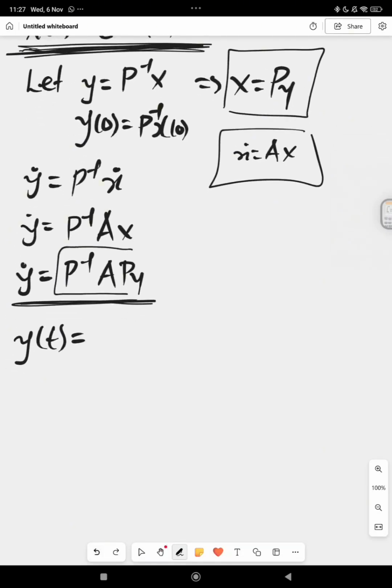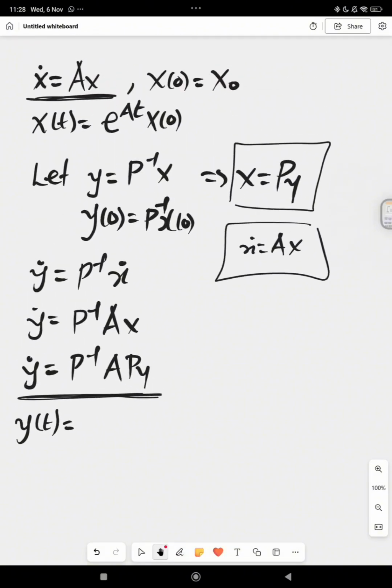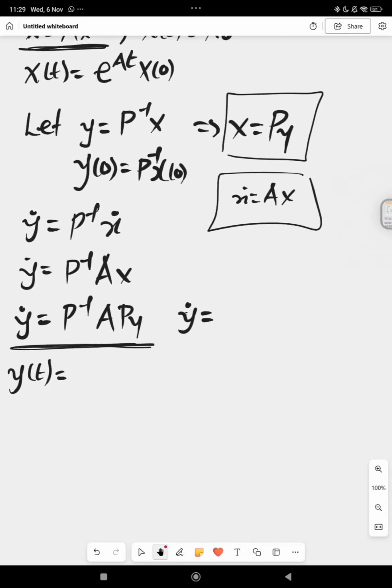This is a matrix. We recall that our diagonal matrix is equal to P inverse AP. So we make a substitution. We will have as our substitution y dot equal to the diagonal of all the lambdas, lambda 1 to lambda n, multiplied by our y.